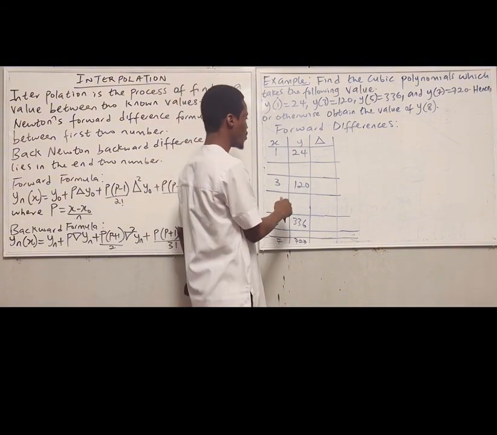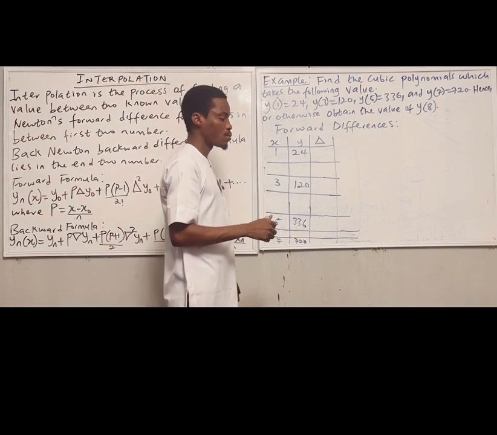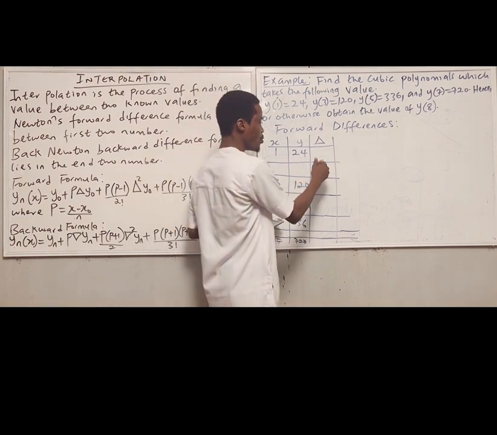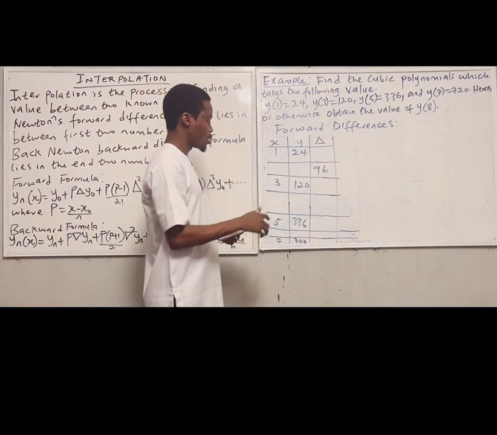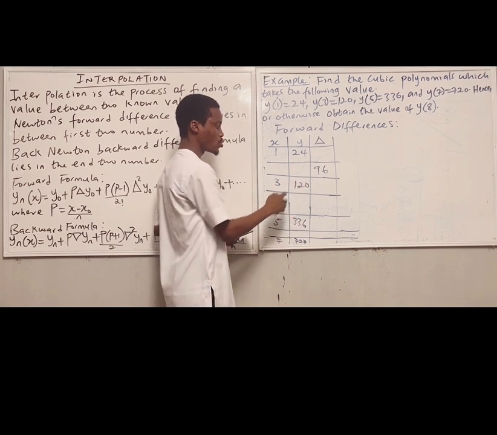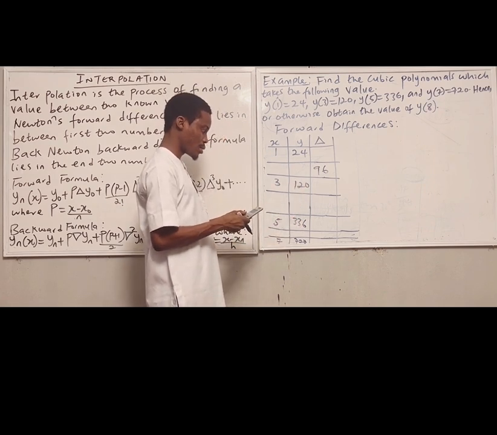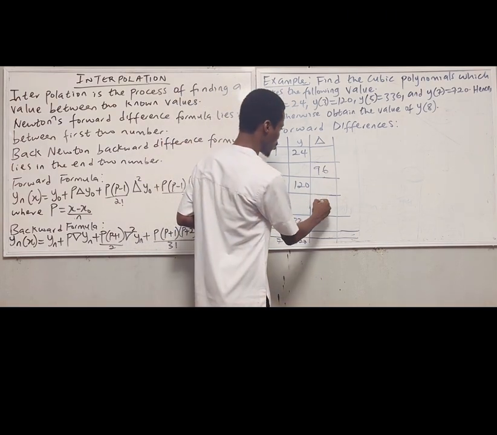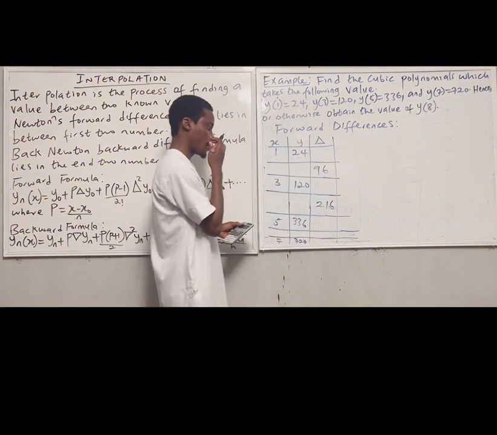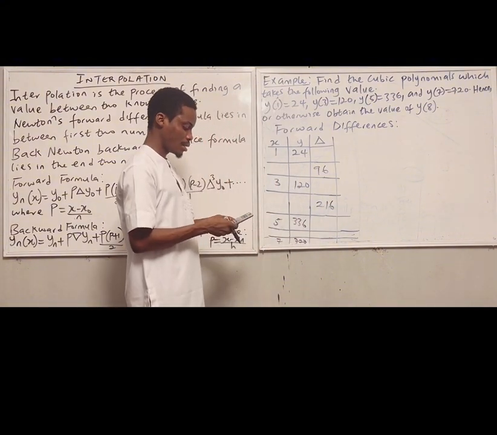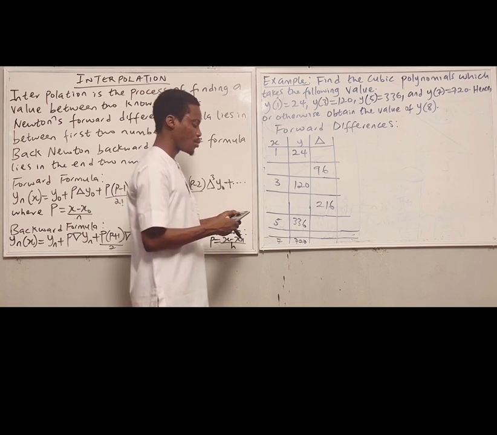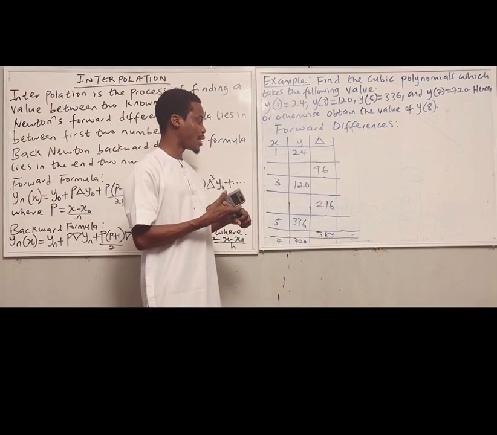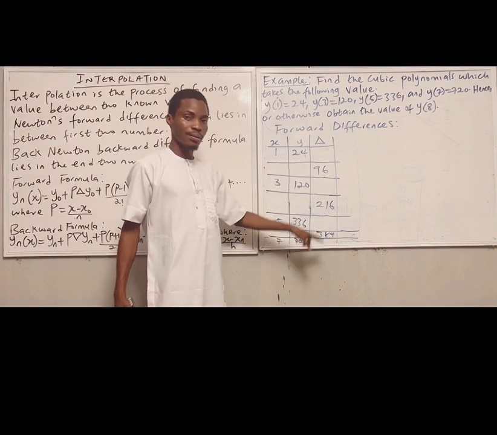So it means the difference between 120 minus 24. I'm going to have 96. Here will be my 96. Then 336 minus 120, I'm going to have 216. Here will be my 216. And 720 minus 336, I'm going to have 384. I did this so that the space that I leave will be occupied with the changes.